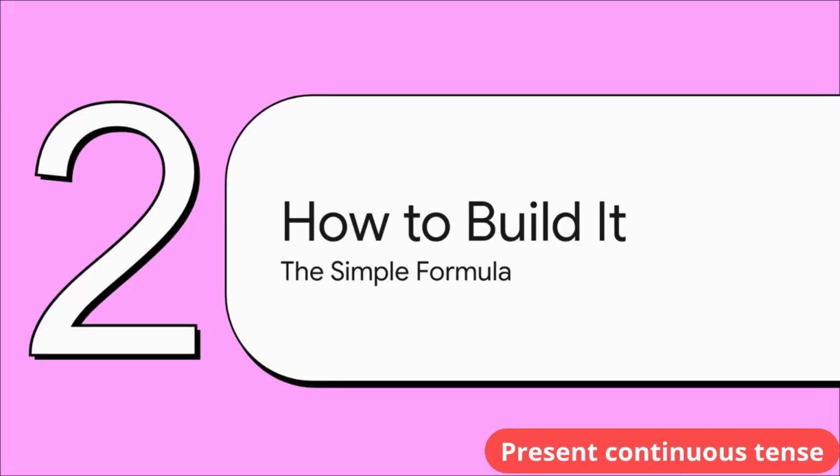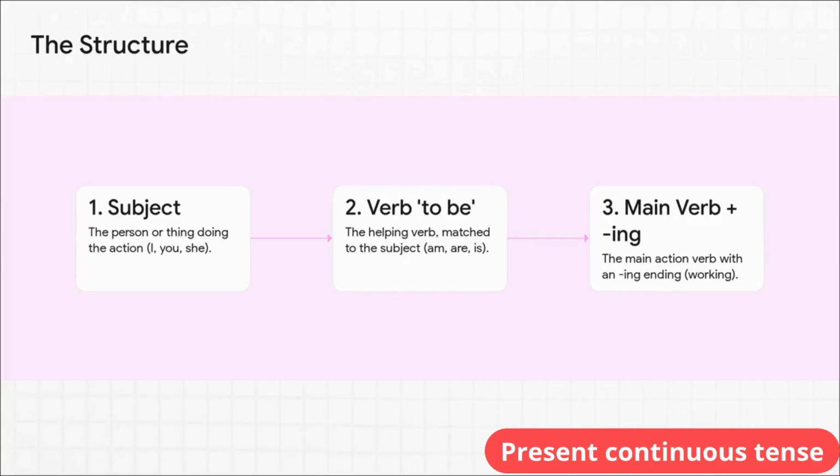Now, every good tool needs instructions, right? And the good news is this one's super simple. It's just a basic 3-step formula that's incredibly easy to put together. Let's break it down. First, you've got your subject. That's the person or thing doing the action. Next up is the helping verb, to be, so am, are, or is, which has to match the subject. And finally, you just tack ing onto your main action verb. That's it. That's the whole formula.